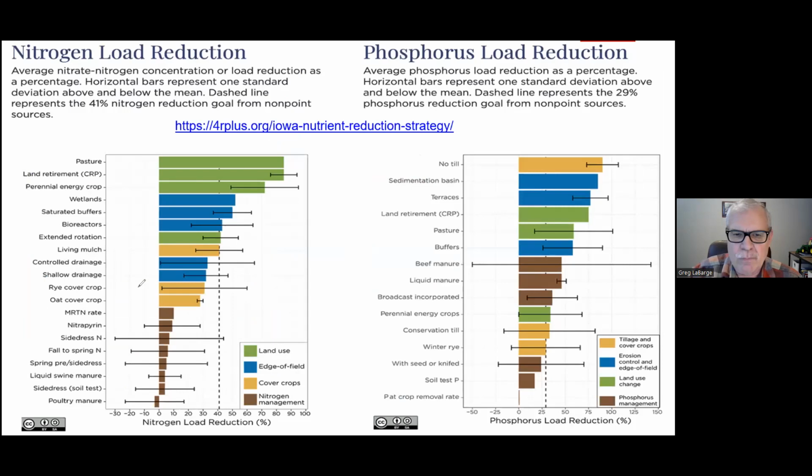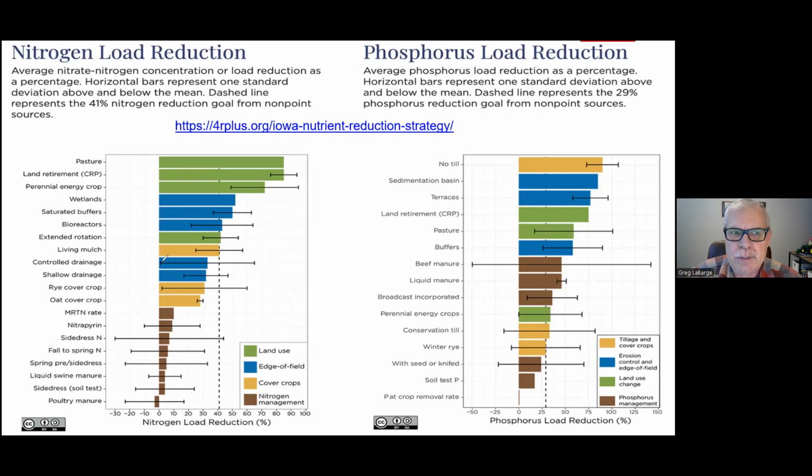I'll finish up here with this last slide, and what we're talking about is a resource that all of you have available to you. We can see on the left-hand side how different conservation practices affect reaching that 40% reduction goal, and certainly cover crops are important in that. I would encourage cover crops over things like wetlands, saturated buffers and bioreactors, all good practices, but all capital cost practices that we can't recover anything off of.